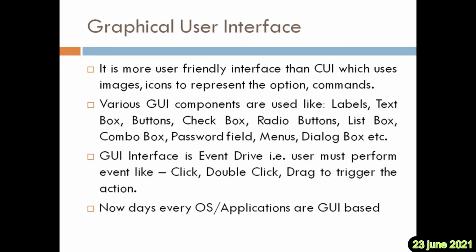In case of GUI, that is graphical user interface, it is a more user friendly interface than CUI, which uses images and icons to represent the options and commands. Various GUI components are used, like labels, text box, buttons, checkbox, radio buttons, list box, combo box, password field, menus, dialog box, etc. A GUI is event driven, that is, the user must perform an event like clicking, double clicking, dragging, triggering, etc. Nowadays every operating system or application software is GUI based.